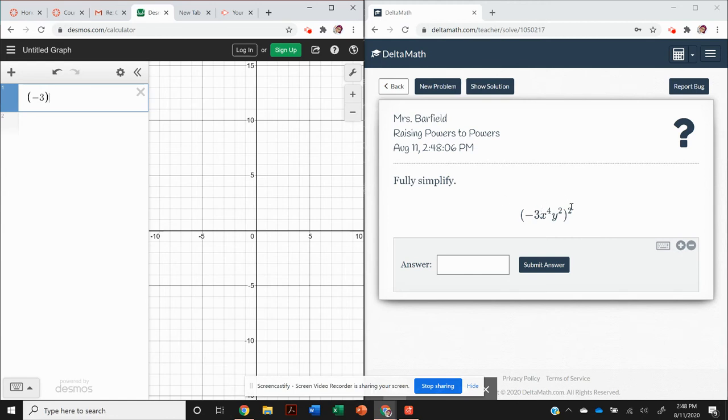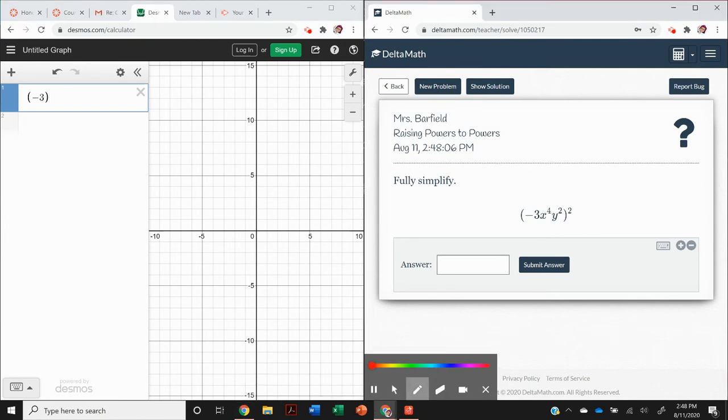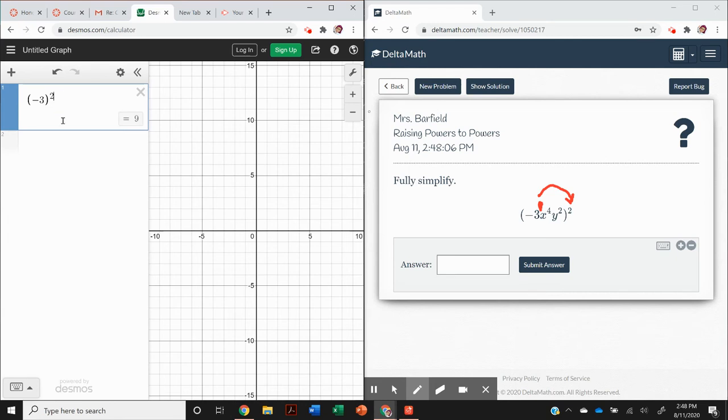So now I'm going to multiply. Let's see here if I can write on my screen. There it is. Pencil. So right here, this 1, I'm multiplying that 1 times 2. That's why I'm putting a 2 in my exponent. So that gives me 9. So now here, I'm going to type in 9.